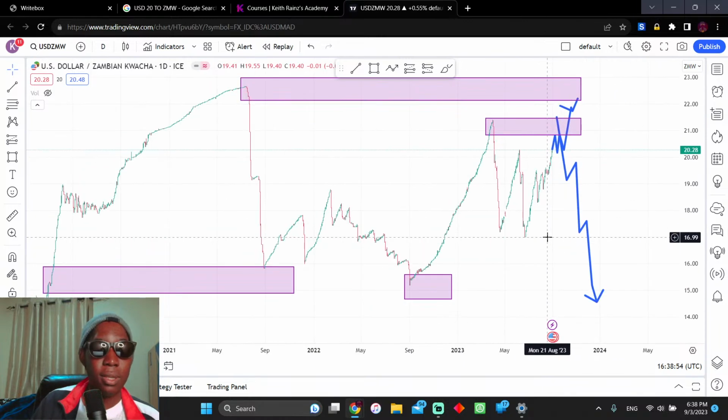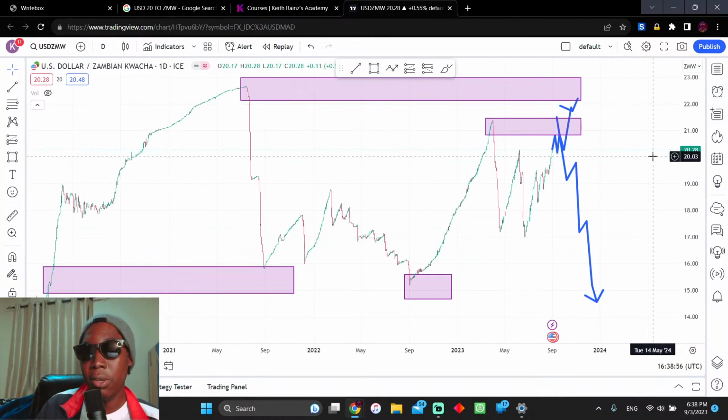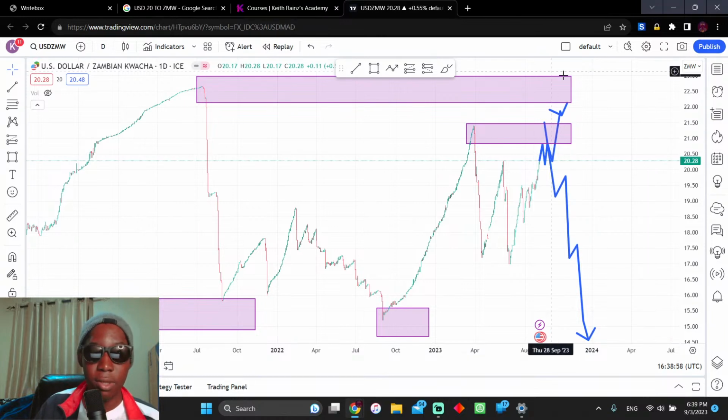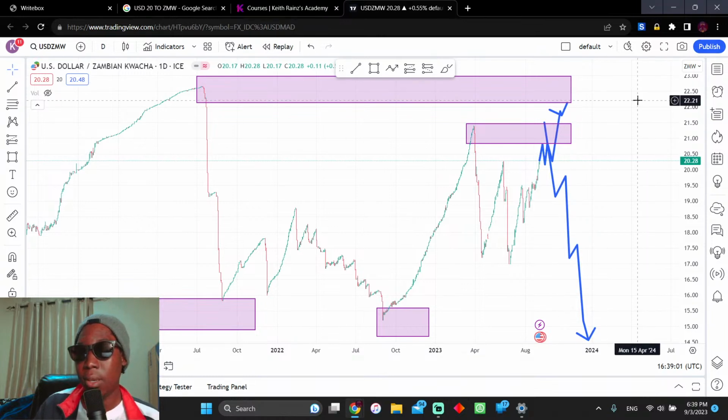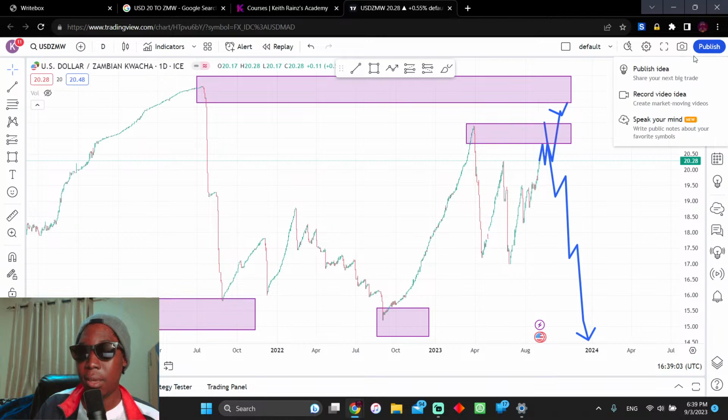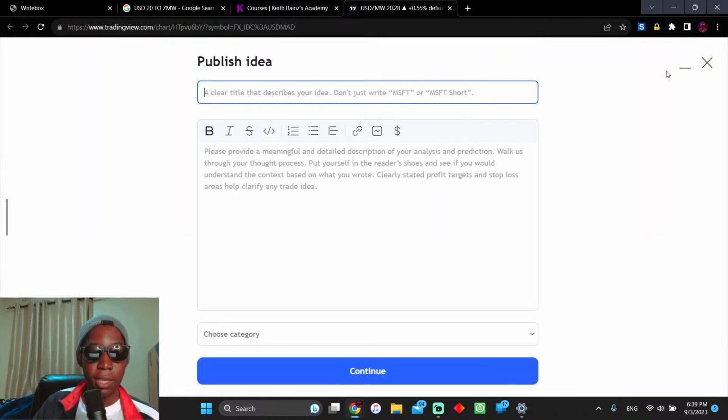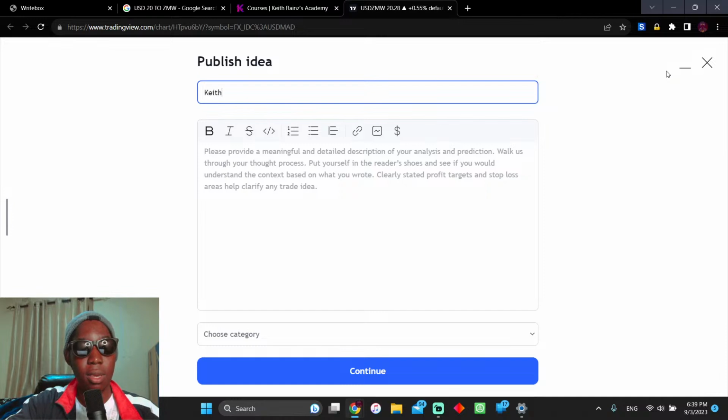So let me do this. Let me publish this chart, then publish the idea. Then I'm going to copy a link. Let me say USD ZMW.